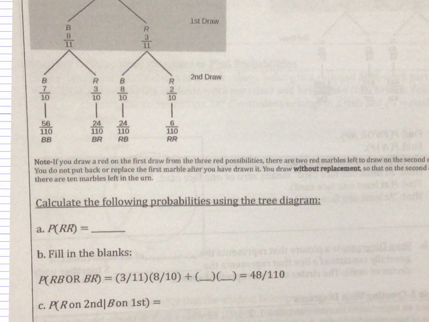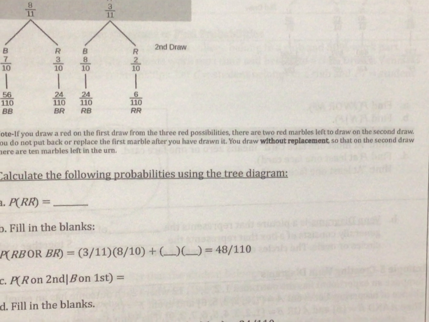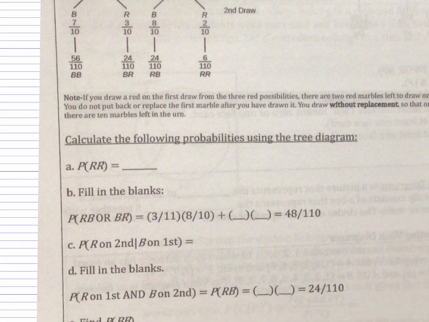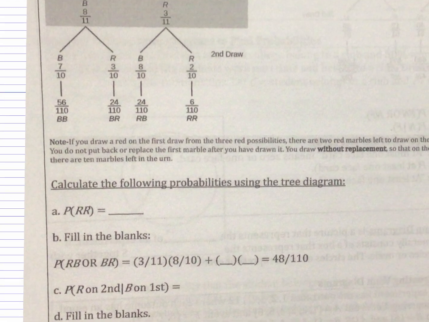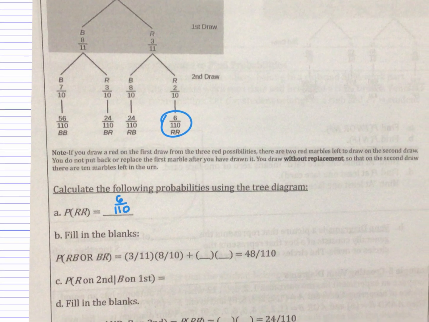All right, and I've got a little note for you guys here. If you draw a red on the first draw from 3 red possibilities, there are 2 red marbles left because this is without replacement. All right, so using the tree diagram, let's try to find our answers here. The probability of red and then red again, and that is very easy to see here. That would be 6 out of 110. The probability of red then blue or blue then red is equal to 3 out of 11 times 8 out of 10. And it does matter here because we are decreasing the amount. So if blue comes first, initially blue had a probability of 8 out of 11.